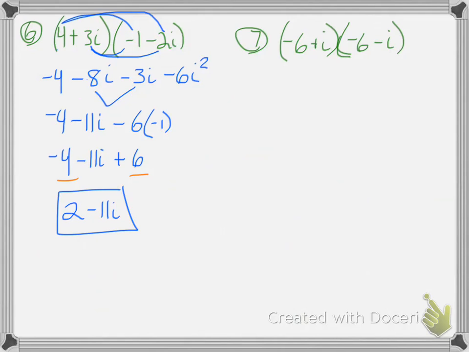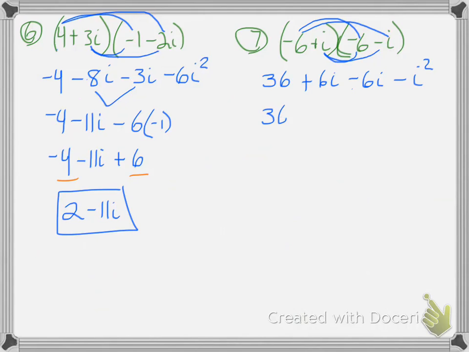Okay, so for this next one, same thing. Negative 6 times negative 6 becomes positive 36. Negative 6 times negative i becomes positive 6i. Positive i times negative 6 is negative 6i, and positive i times negative i is negative 1i squared, or negative i squared.